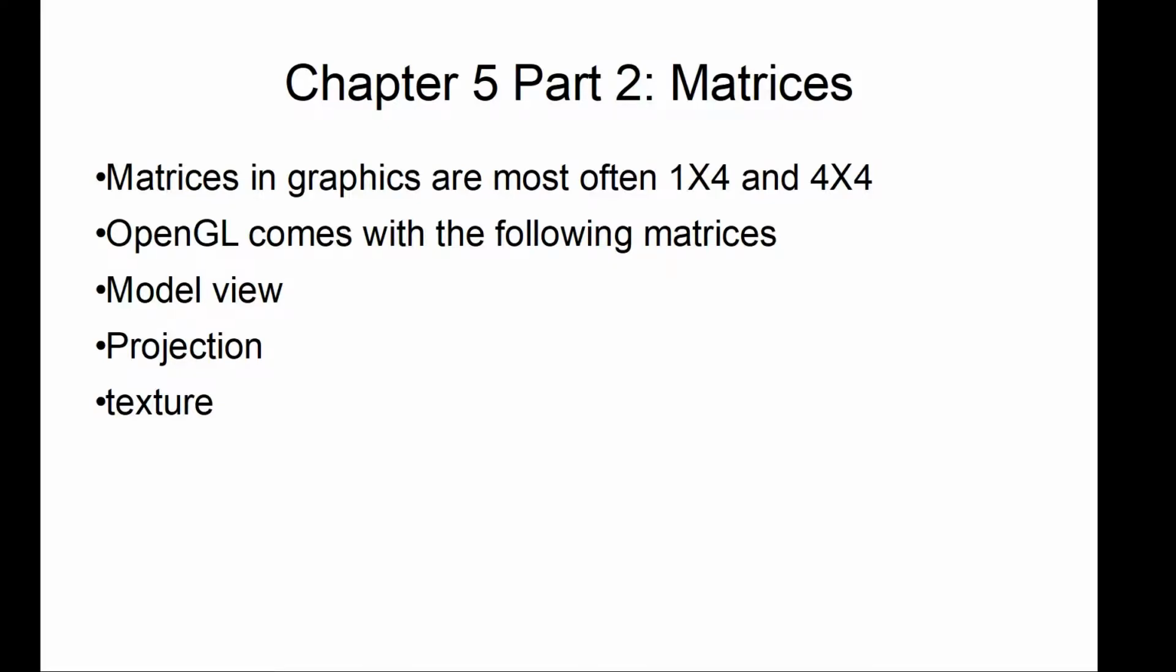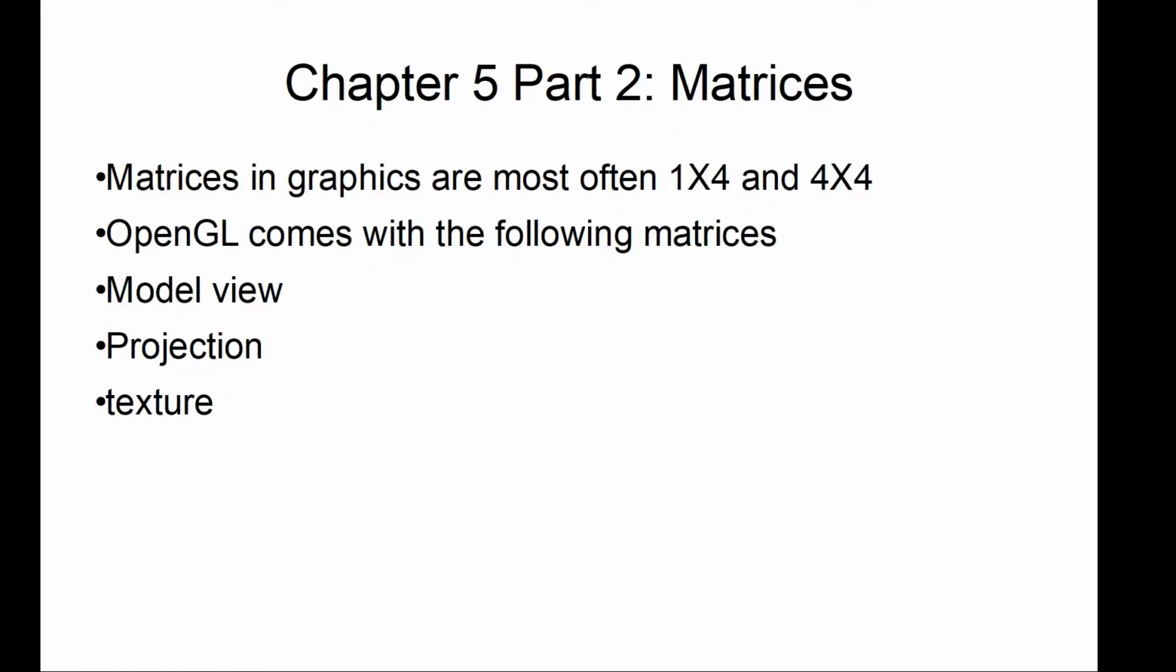A matrix is a two-dimensional array of numbers, usually one number by four numbers or four numbers by four numbers, depending on what you're using it for. OpenGL has three built-in matrices that you will probably be using, especially if you are doing 3D. These are the model view, projection, and texture matrix stacks.